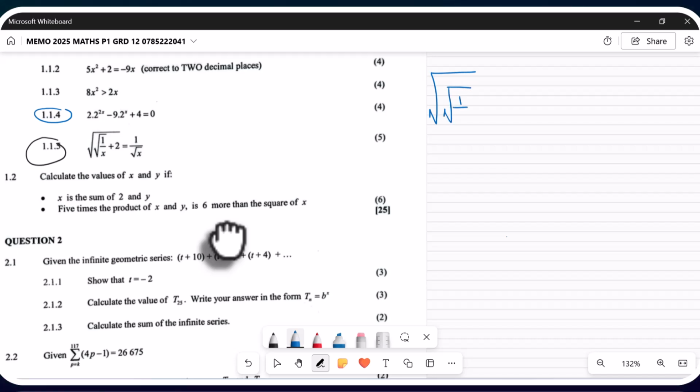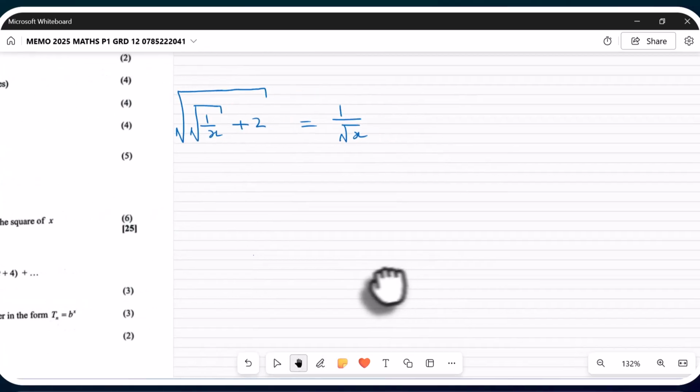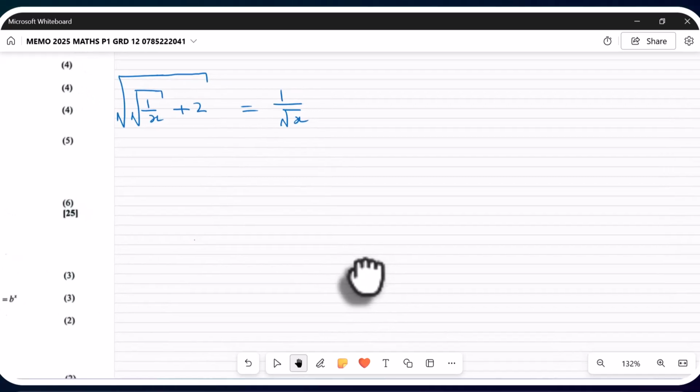Now this first root here includes the 2, okay? You can see it here. Now, when you have such questions to do with surds, or roots, what we do to remove the root is we square both sides. Now, if I square both sides, this square will cancel this root here.